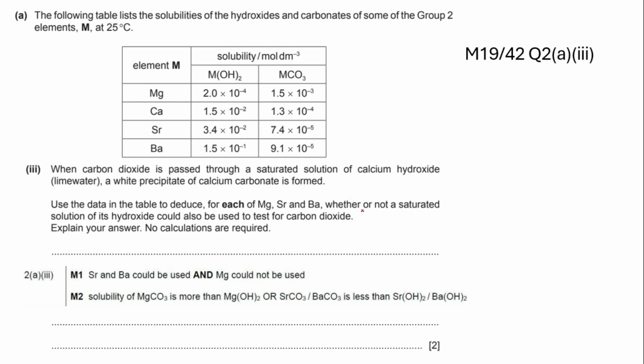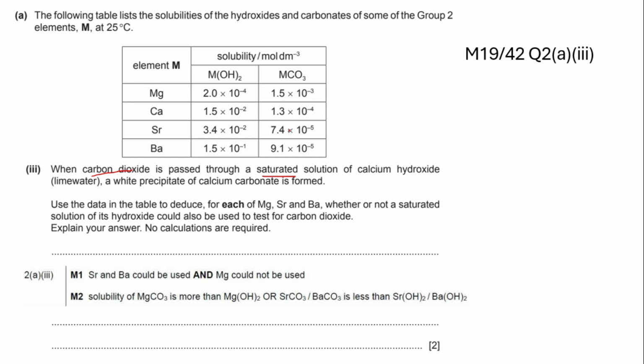Now, before the question, they gave us an example by using calcium hydroxide. Calcium hydroxide is the salt used in lime water. We often use lime water to test the presence of carbon dioxide. So when carbon dioxide is passed through a saturated solution of calcium hydroxide, then a white precipitate of calcium carbonate is formed. Now let's look at the table.